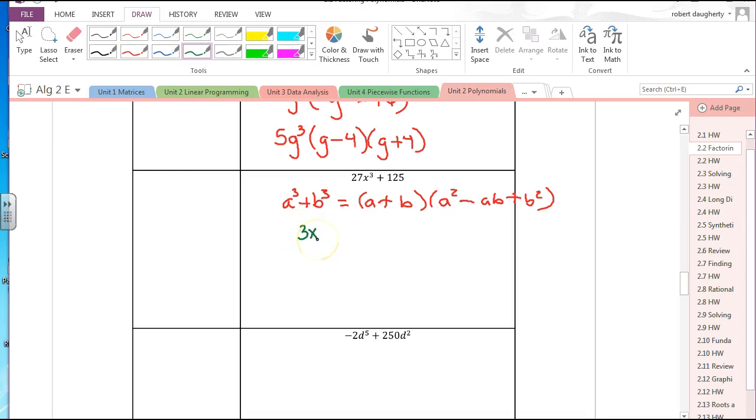3x. Okay. What is the cube root of 125? 5. Okay. So that's this a plus b. Now I square this. What happens when I square 3x? 9x squared. What happens when I multiply the 3x and the 5? Yeah, 15x. Remember, that's an opposite sign. And when I square that, 25.